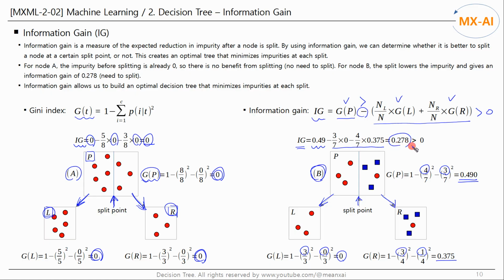This is greater than 0. This means that this split yields information gain. That means it's beneficial to split the node B in this way. By using information gain in this way, we can determine whether it is better to split a node at a certain split point or not. This allows us to build an optimal decision tree that minimizes impurities at each split.